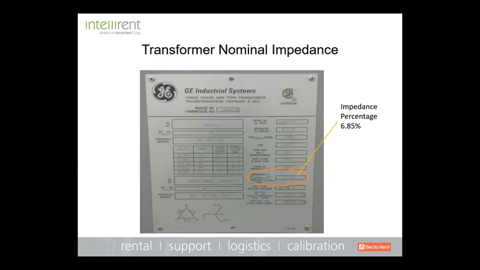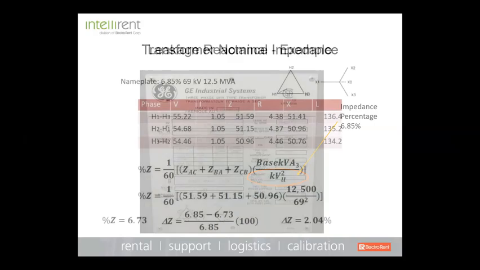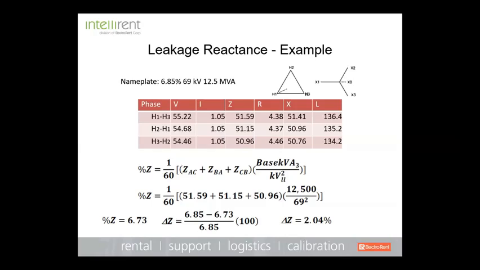Now, in terms of doing a three-phase equivalent, again, this impedance value that's on the nameplate should be within plus or minus 3% of what you're measuring during your leakage reactance test. And here's an example of a three-phase equivalent, where we've done our measurements, and then we've calculated the delta in the impedance measurement. In this case, well within tolerance, it's 2.04%. And of course, you can see it's a two-winding delta-Y connected transformer.